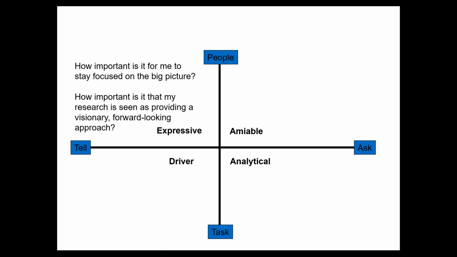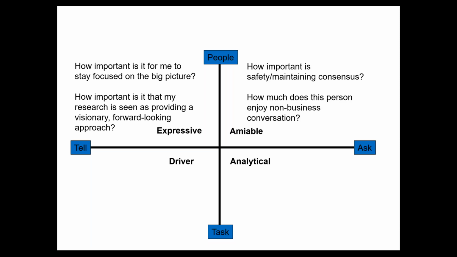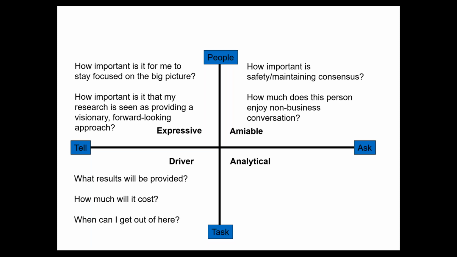So for example, for the expressive, you can ask yourself, well, how important is it for me to stay focused on the big picture? How many introductory slides should I have? How should I express that my research is visionary and forward thinking? That's going to please the expressive. For the amiable, I want to make sure I maintain some safety, that I come across as happy, as comfortable, as friendly. And for the driver, I want to make sure that I appear to be somebody who gives results, who has a clear understanding of how to do my work, so that the driver can get out of there and move on to the next meeting.